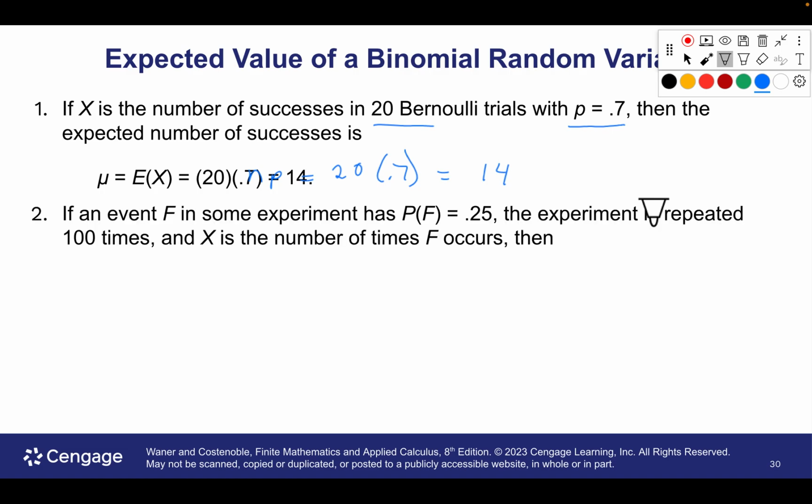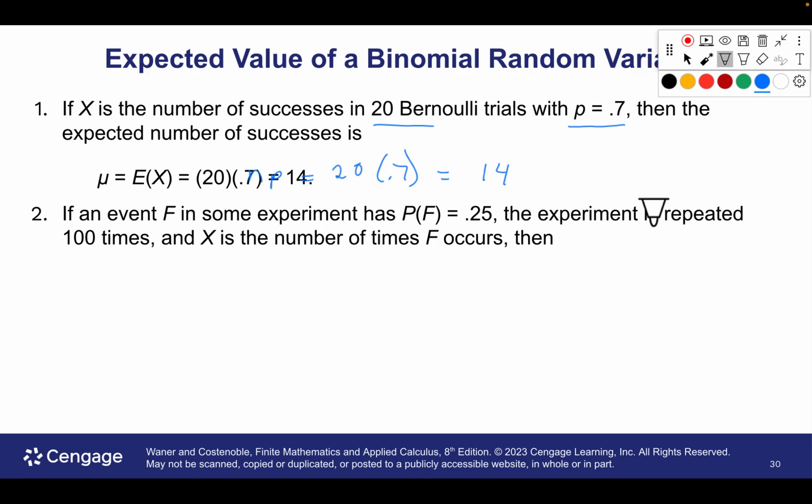Here's another one. We're given the event f in some experiment. So see, it's not saying it's binomial. The probability of the event f in some experiment is 0.25. The experiment is repeated 100 times, and x is the number of times f occurs. So they don't say it's binomial, and they don't even say the word success, but that's what we're saying. X is the number of times we get f. That's sort of a definition of success. We have to see this is a Bernoulli trial. This is a binomial. It's just the number of trials times the probability of that success. That's all it is. Otherwise, we've got to do a probability distribution.